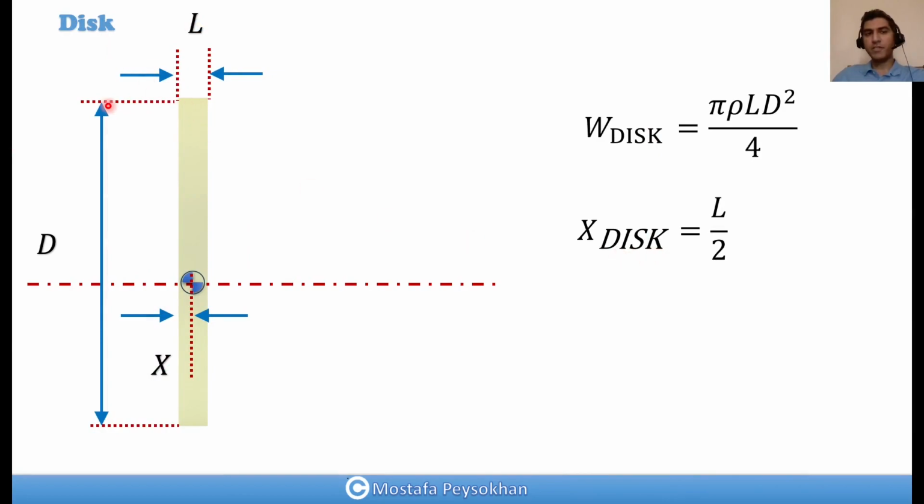Now for a disc, it's pretty simple because the disc is completely symmetric. The center of gravity is L, the thickness of the disc, divided by 2. And for the weight of the disc, it's a circular object like a cylinder, and the density follows this equation. So the disc is pretty simple.